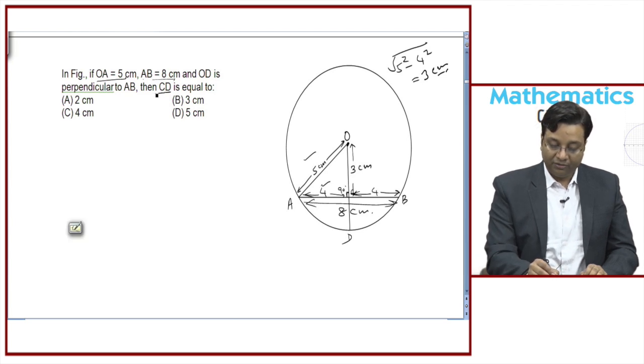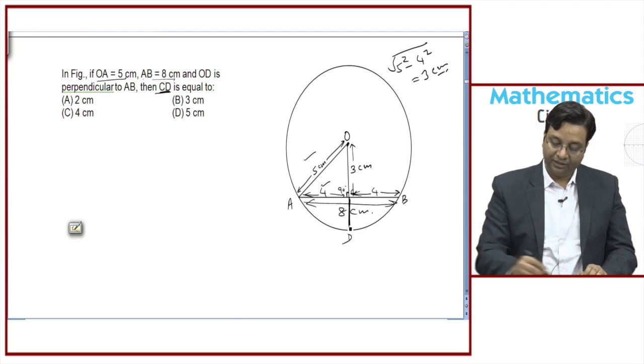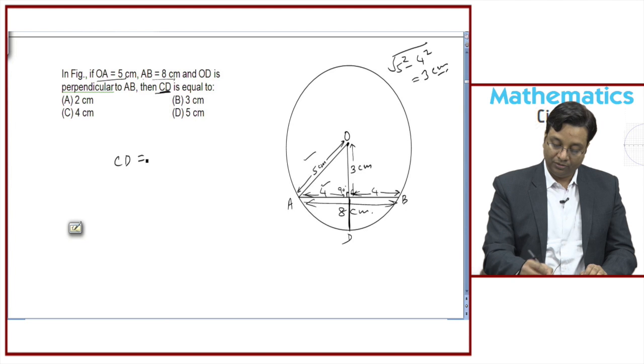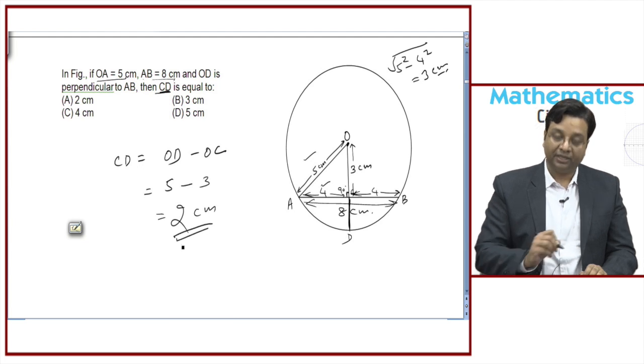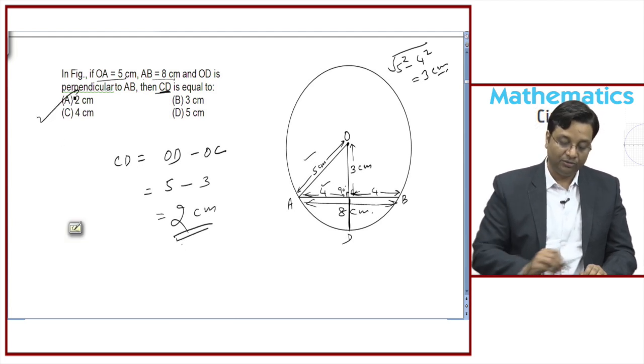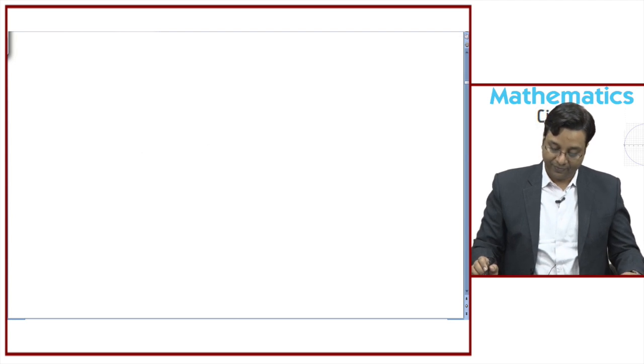Now what I need to find out is CD, that is this portion. So CD is equal to OD minus OC. OD is just the radius, that is 5 centimeter. OC we have just calculated, it is equal to 3 centimeter. So the difference is 2 centimeter. Hence I can say CD is equal to 2 centimeter.